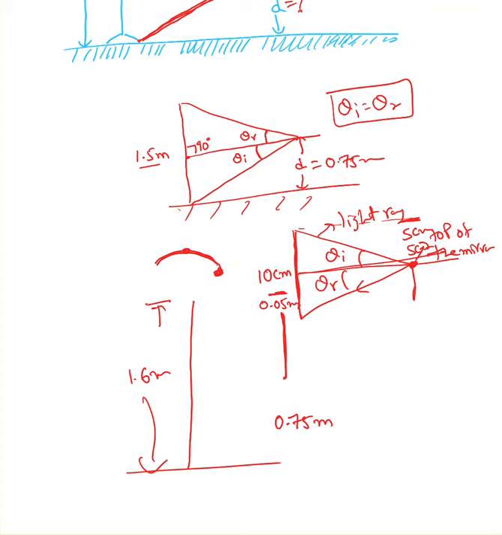So can we tell what is the height of the mirror? So height of the mirror must be 1.6 minus 0.75 minus 0.05. I'll end up with 0.8 meters. So that's the height of the mirror.